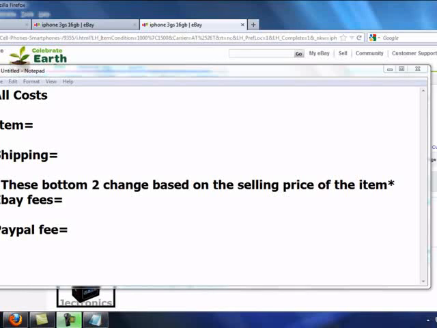Okay, in this video, I want to show you exactly how to calculate the cost. It's very simple for those of you that don't like math. The eBay fee calculator is very beneficial. It will help you use it. That's what it's there for.